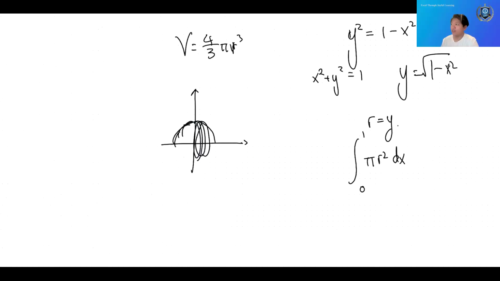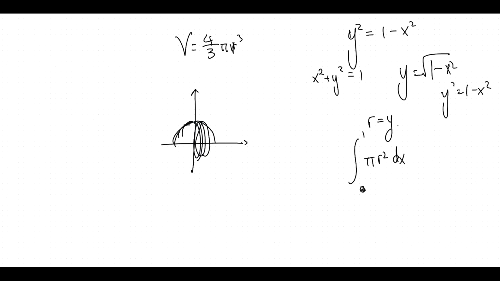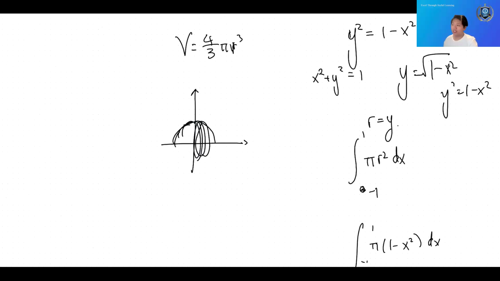So if you square that, you still get y squared, which is 1 minus x squared. Using that, I could just change the limits to negative 1 to 1, and I have pi times 1 minus x squared dx. And then if you solve that, you'd get your answer.